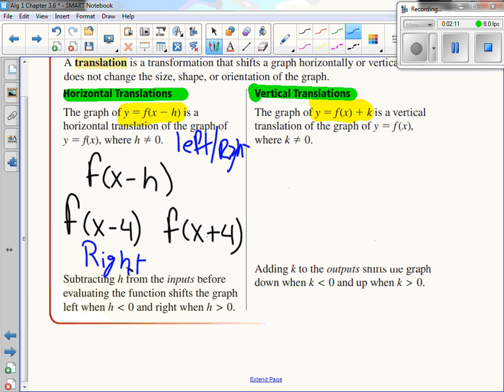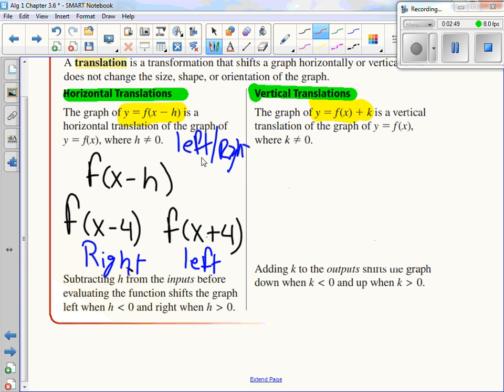So whenever we have a number inside parentheses, it's the opposite of what you think. So if the number inside parentheses is negative, it's moving to the right. Which means if it's positive, it's moving to the left. And that's only inside of the parentheses. So we have x minus 4, it's moving 4 units to the right. So horizontal translation of 4 units to the right. If it's f of x plus 4, it's moving 4 units to the left. So horizontal translation is a little bit opposite of what we think.